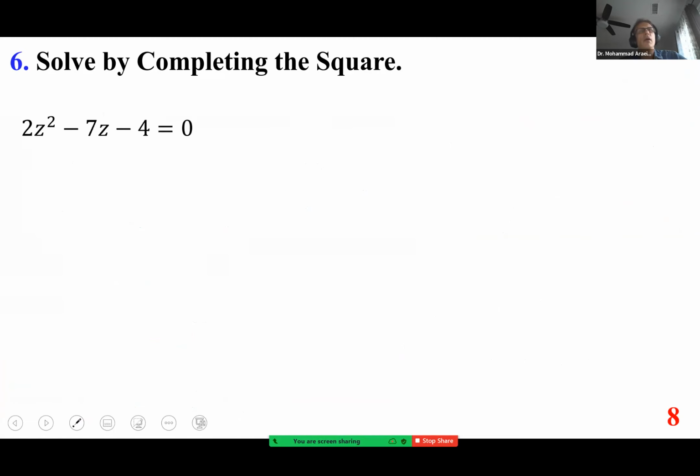All right, we do the same thing here. First, we get rid of negative 4. We move it to the other side. The other thing is that whatever the variable, in this case z instead of x, it doesn't matter. The a must be 1 to work out, so divide both sides by 2.